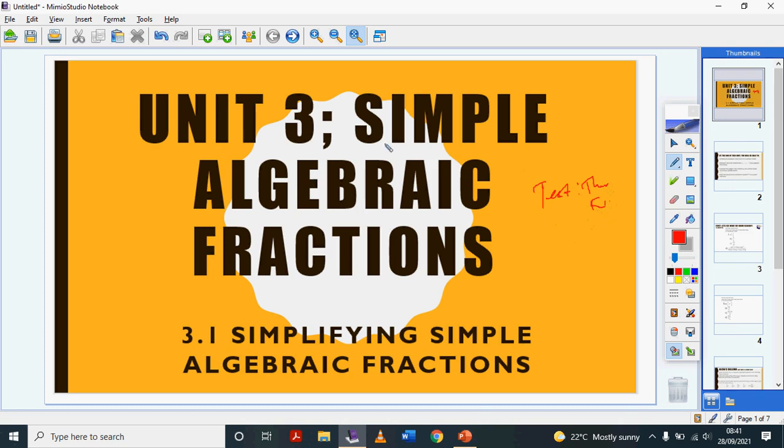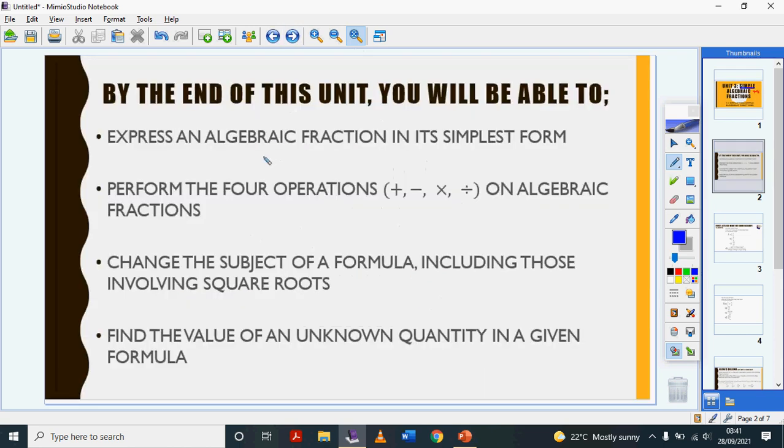So this unit is called Simple Algebraic Fractions, and as you hear, it's very simple fractions, just normal fractions but with letters in them. At the end of this unit, these are some things that we're trying to look at, or these are our objectives for this unit.